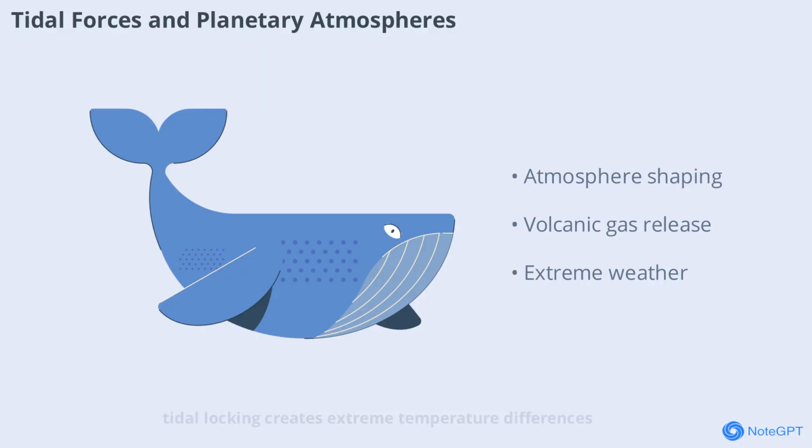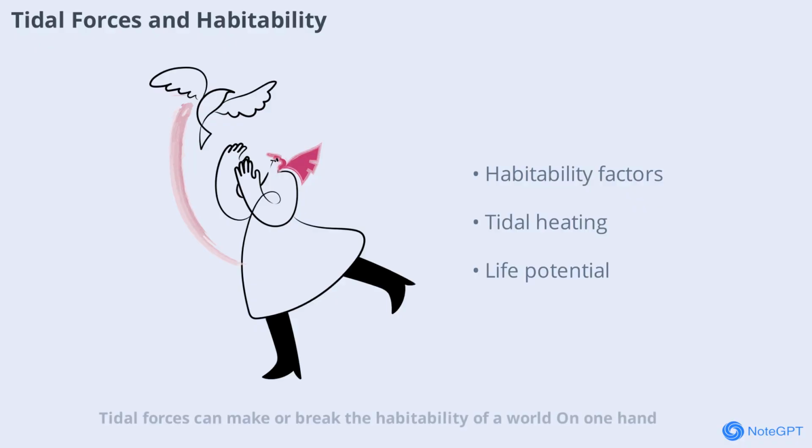On some exoplanets, tidal locking creates extreme temperature differences between the day and night sides, affecting atmospheric circulation and weather patterns. Tidal forces can make or break the habitability of a world. On one hand, tidal heating can provide energy for subsurface oceans, as seen on Europa and Enceladus. On the other, extreme tidal locking or tidal disruption can create harsh conditions. Understanding these effects is crucial in the search for life beyond Earth.